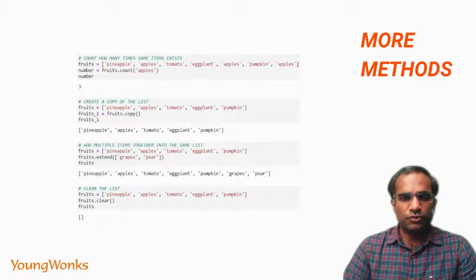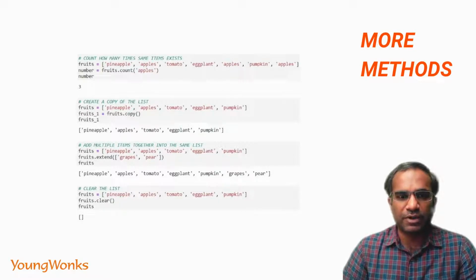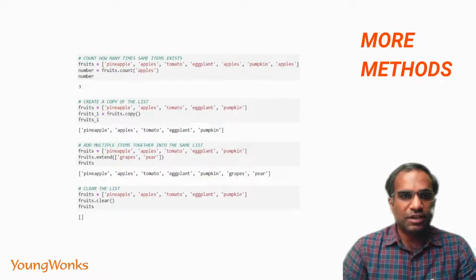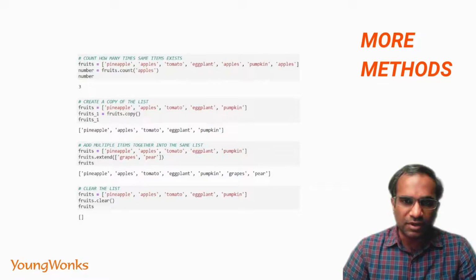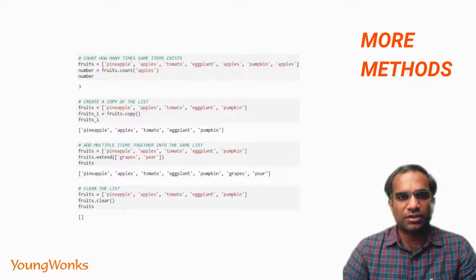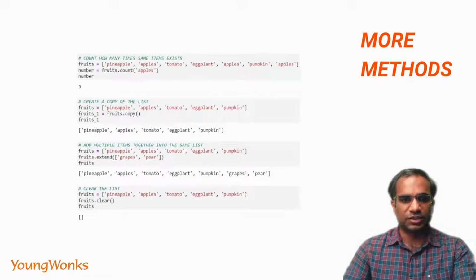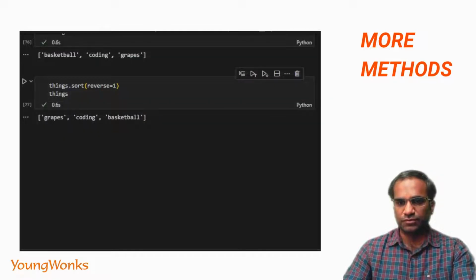Now a few more useful methods we can see are the dot count method to find out how many copies of a particular element or item are in the list, the dot copy method for making a copy of the list, the dot extend to grow the list by adding another list to it, and list dot clear to clear the items in the list and give you an empty list. Let's see how these are used.